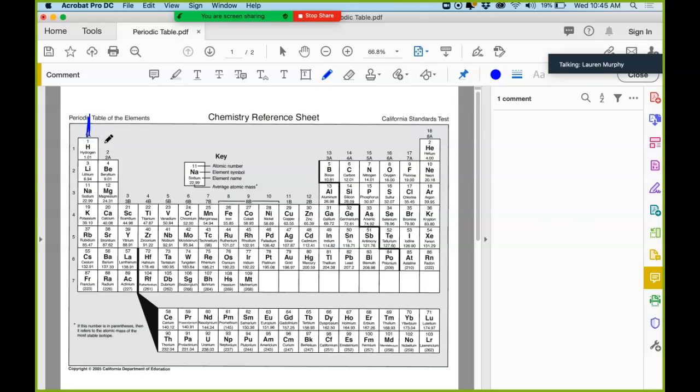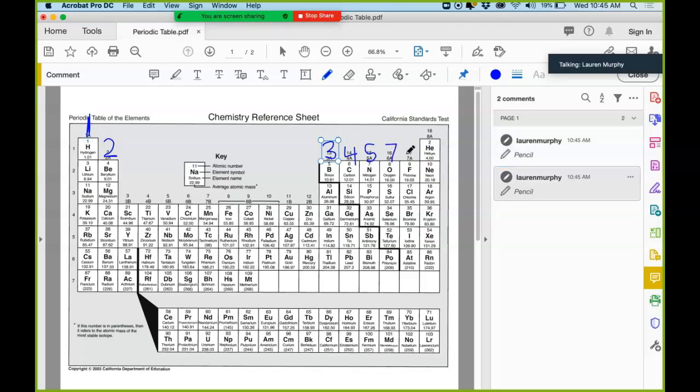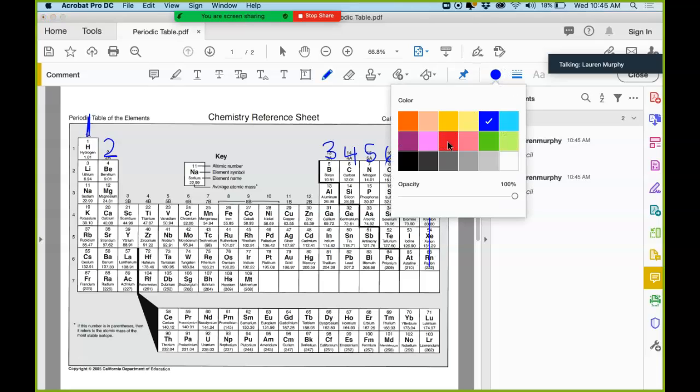This family has 1, this family has 2, this family has 3, 4, 5, 6, 7, and then 8. This guy only has 2, but the rest of these are 8 from here on, okay? Now, because of the valence electrons, it also determines what sort of ion they want to become, right?